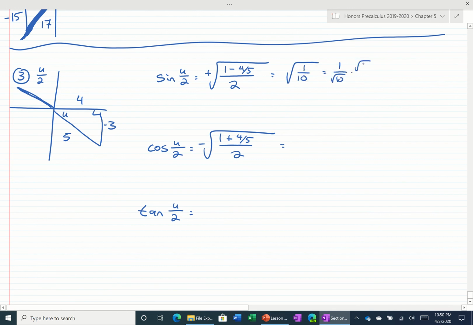Multiply top and bottom by root 10. We get root 10 over 10. For cosine, 1 plus 4/5 divided by 2 is 9 over 10. If we multiply top and bottom by root 10 over itself, we get negative 3 root 10 over 10.